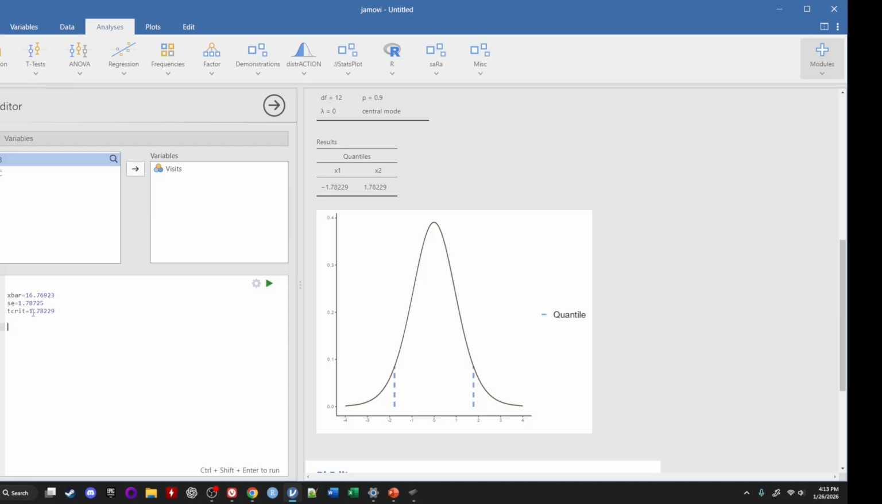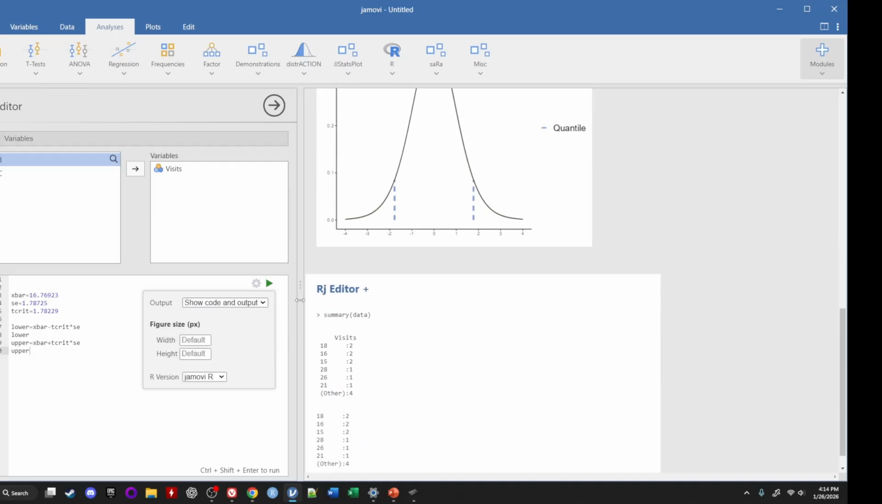1.78229. Okay, so my lower bound is just going to be equal to X bar minus T crit times the standard error. And we'll show it by just typing lower. And then I want to do my upper, and I'll copy this exact same thing, paste it, and do a little plus symbol there, and I can show my upper by just doing it like this. Now, if we click on the little gear icon, we can say show code and output, and I'm going to run it.